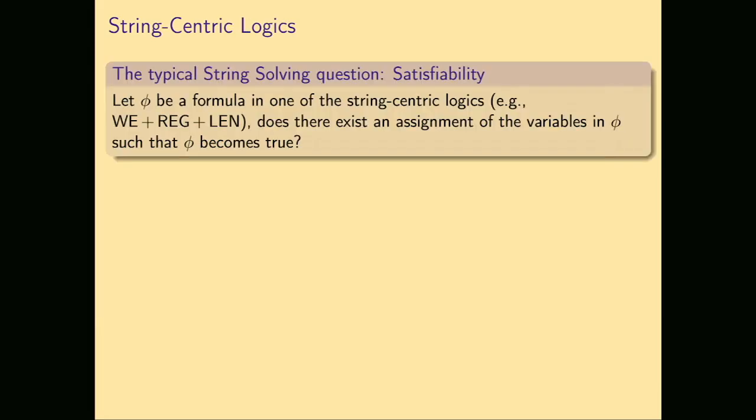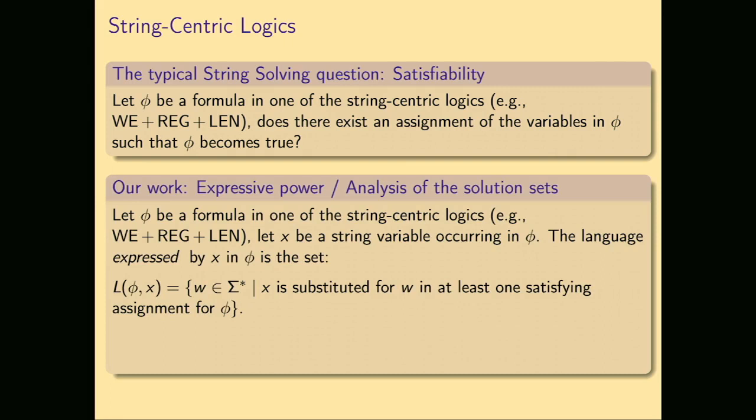Okay, so in general, as I have said from the beginning, the typical string solving question would be satisfiability. So let phi be a formula, for instance, from WE plus reg plus len, and we are curious if there exists an assignment of the variables in phi such that phi becomes true. So this is, as I said, in some cases undecidable, in some cases decidable, and in cases like the theory here, the status of this problem is unknown.